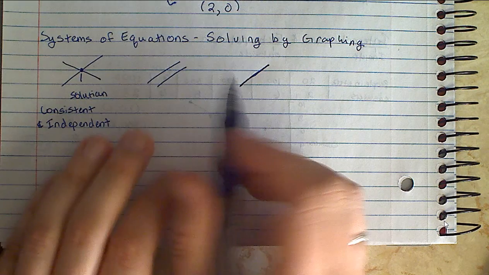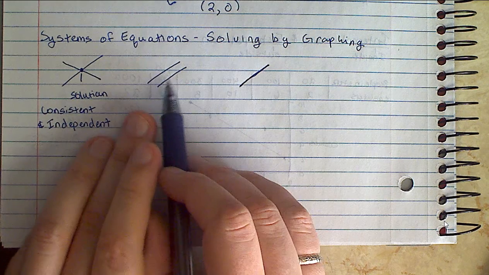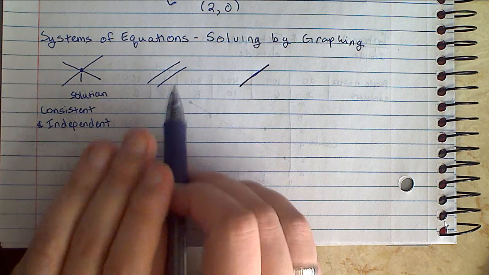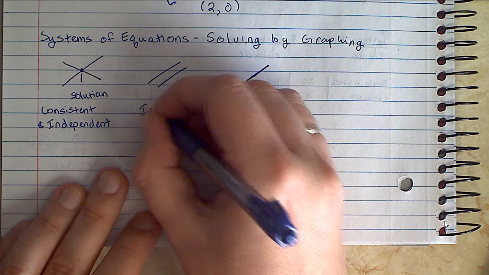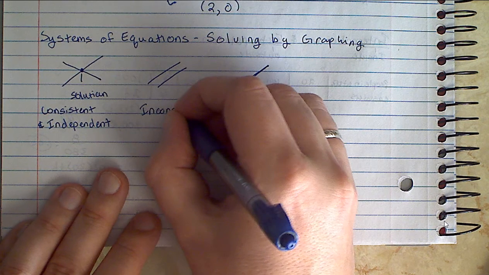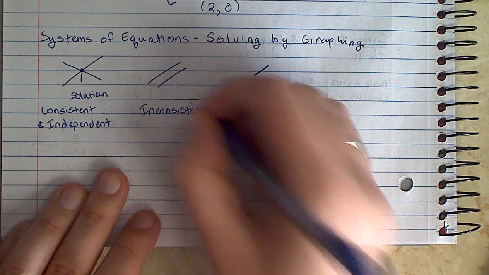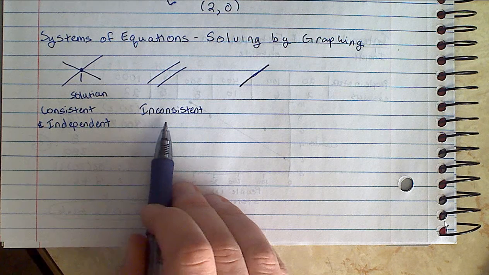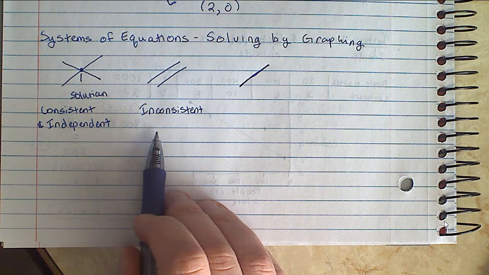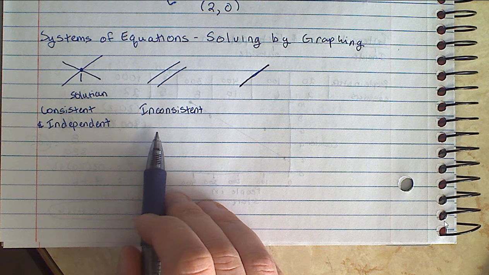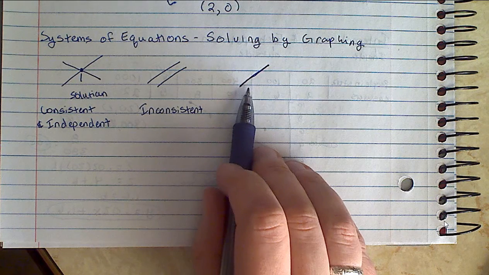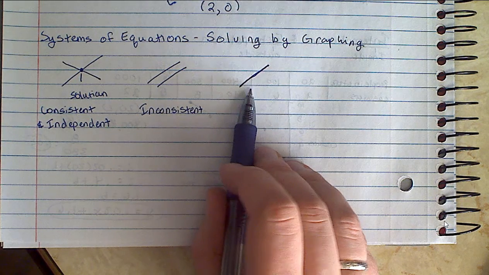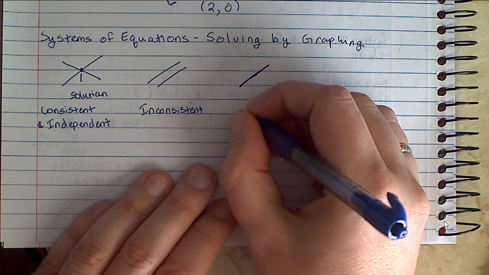Okay, now this one here, if they don't touch at all, ever, if they're parallel lines, this is called inconsistent. Inconsistent means that there are no solutions. And then if you end up graphing them and they end up being the exact same line, they're consistent and dependent.